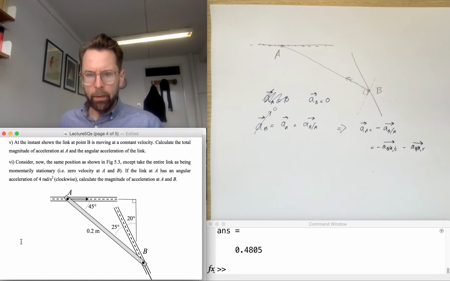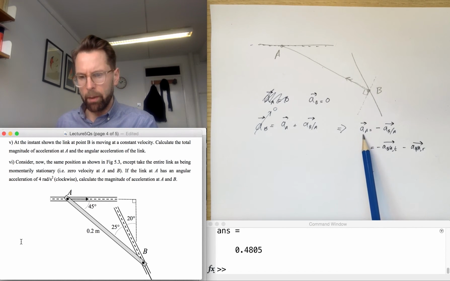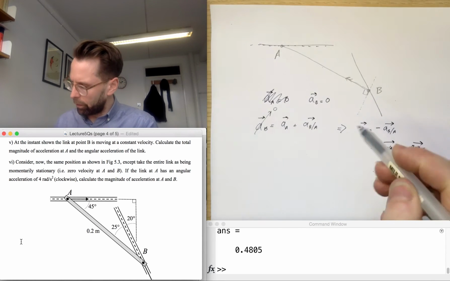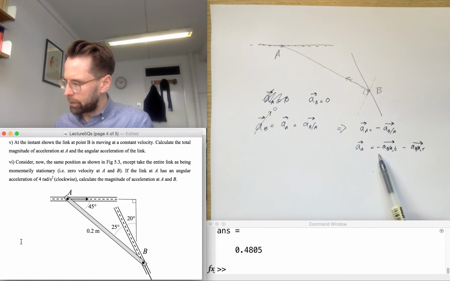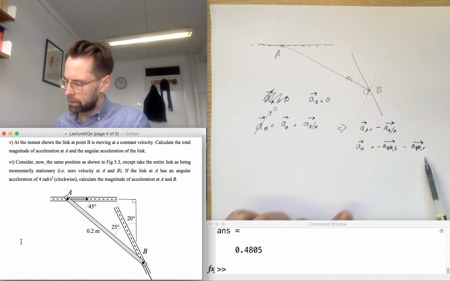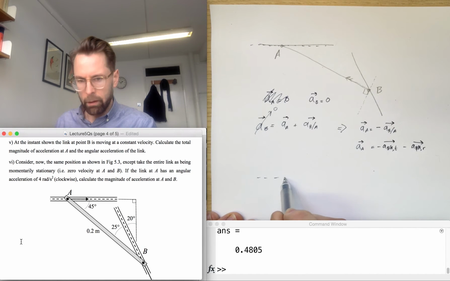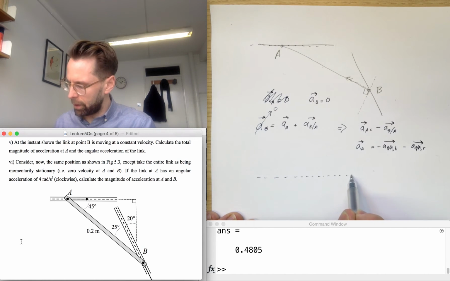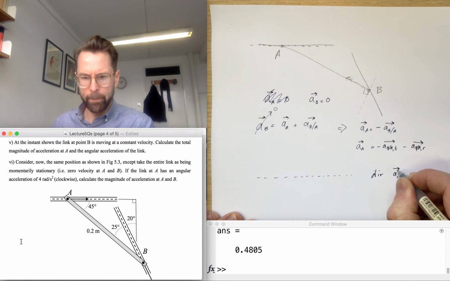So what we're going to do now is create a vector polygon which represents this equation. So we've got the acceleration of A is equal to these two vectors. So let's first of all just draw the direction of the acceleration of A. So this is the direction of the acceleration of A.